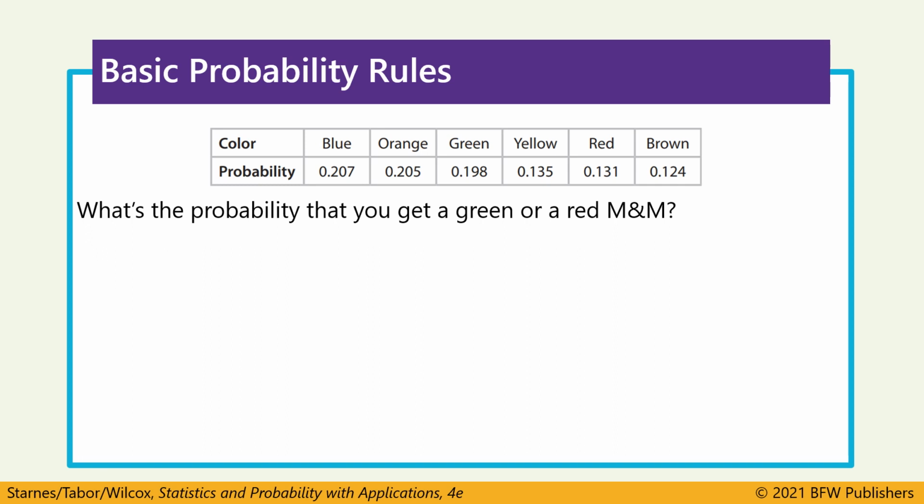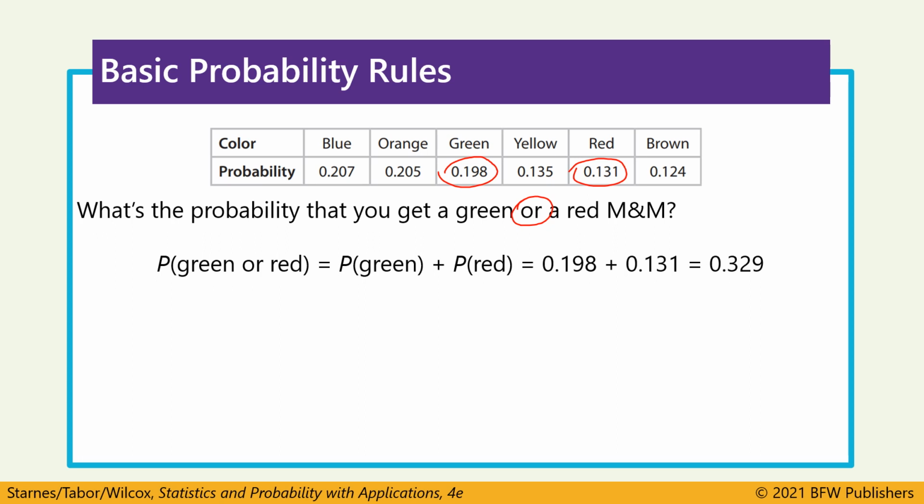What's the probability that we get a green or a red M&M? In this probability chapter, anytime we see this word or, it means we're adding two different outcomes together. So we can get a green one, or we could get a red one. The probability of either of those occurring, their combined probability, is 32.9%.